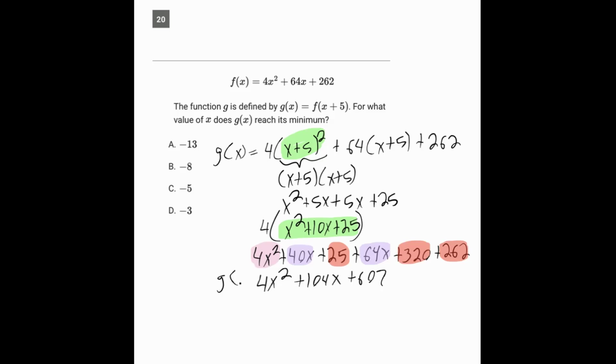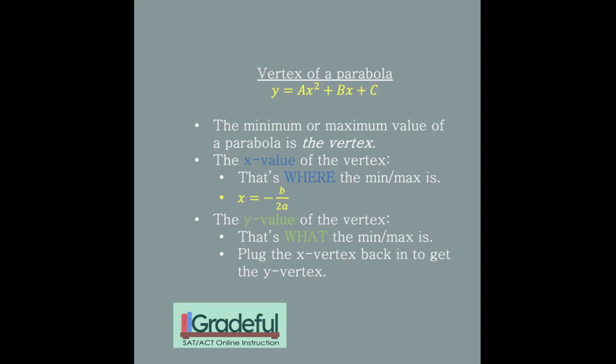So this is g of x, and we're being asked for the minimum value. For what value of x that would create the minimum value here. And that's all code for the idea of the vertex. Now, the vertex of a parabola, that's the minimum or maximum value of the parabola. So if you have an xy axis, the vertex is this point in a parabola. Now, the formula for it is negative b over 2a, but that's the x value. That's where you can find the min or the max. The y value is what the min or the max value is.